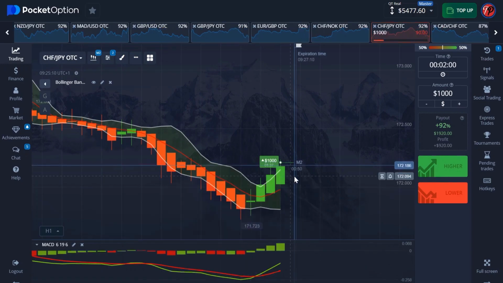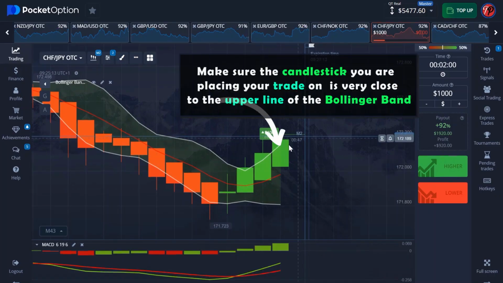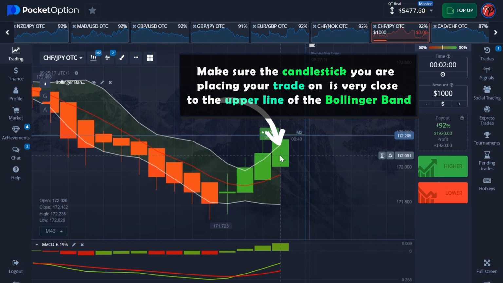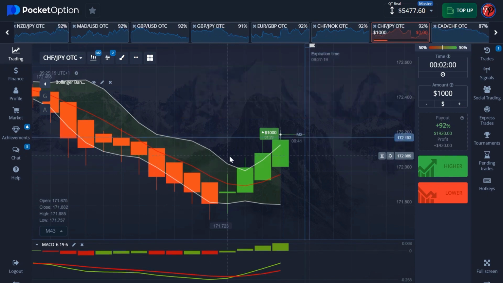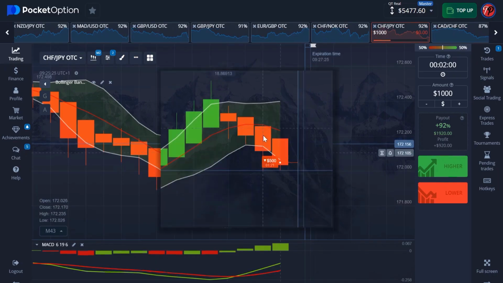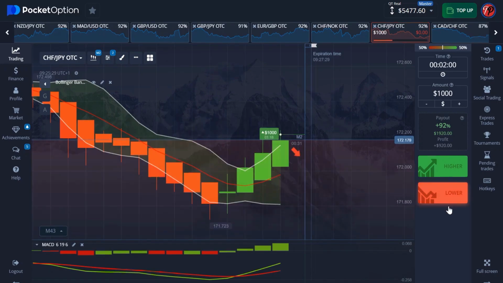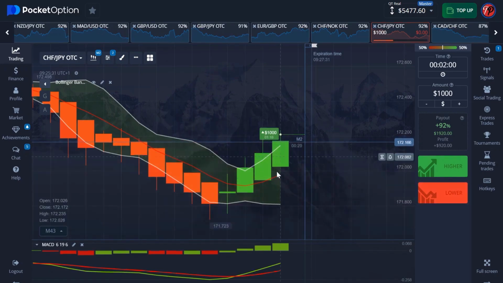And not only that, when it comes to your candlestick right here, make sure that the candlestick you're placing your trade on is actually very close to the upper line of the Bollinger Band, either very close or actually out of it. You know, the other time we had it very close to the lower line of the Bollinger Band because we were going for a lower trade. But this time around, you need to have it very close to the upper line of your Bollinger Band if you're going for a higher trade.